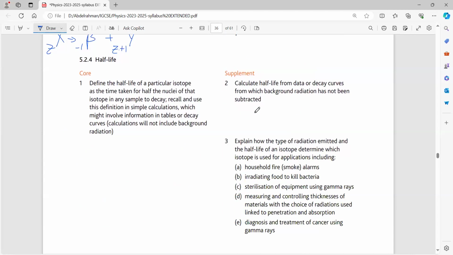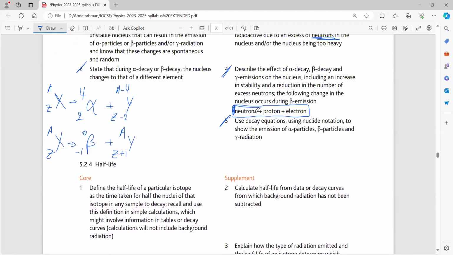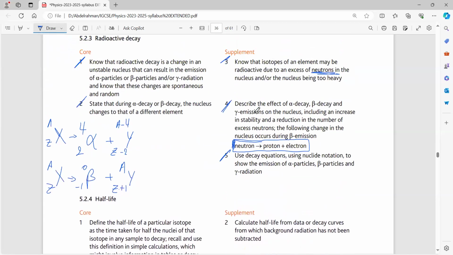Number 3, about the isotopes of an element may be radioactive. If something is radioactive, it might be because they have an excess of neutrons, so if he asks me why it's radioactive, I write that? Yes. Why is an isotope unstable? Because it has too many neutrons, for example. Because it's too heavy. It wants to get rid of these neutrons.